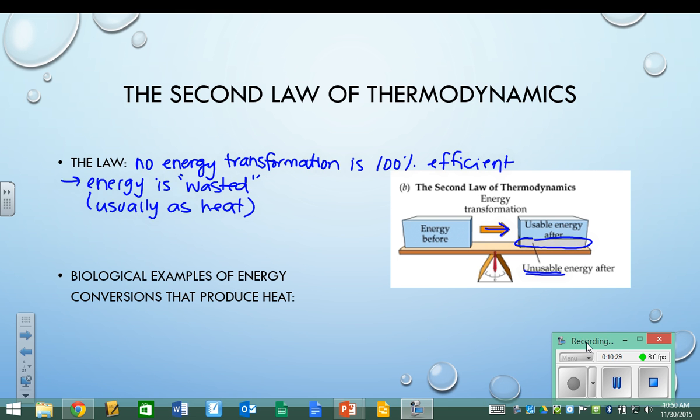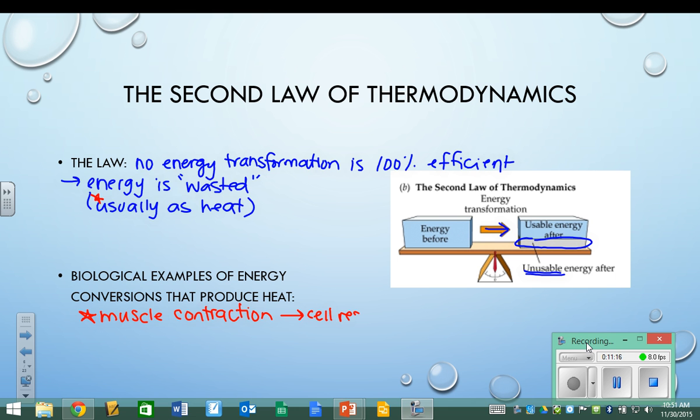Now I say usually because sometimes heat is the energy that we're going for. So that's not a steadfast rule, but biologically speaking, it will be the type of energy that is wasted most of the time. So at the bottom, I'll just describe some biological examples of energy conversions that produce heat. A really good one is a muscle contraction. You know from previous chapters that your muscles contracting is one of the ways that you can thermoregulate. So shivering, which is tiny little muscle contractions, generates heat.